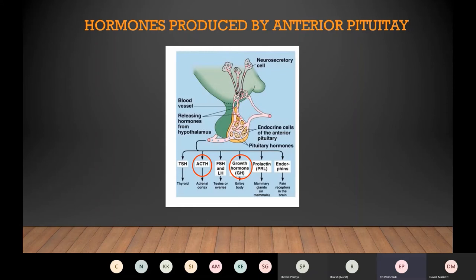Now, from all these hormones, I consider that we should pay a little bit more attention, and I have seen it in exams, to the ACTH and the growth hormone.